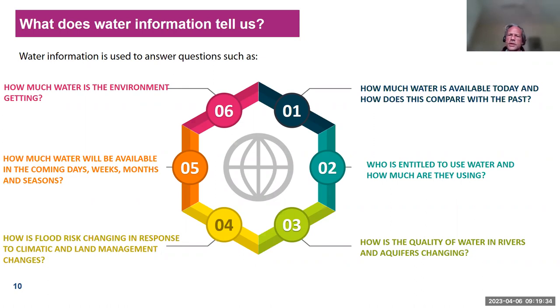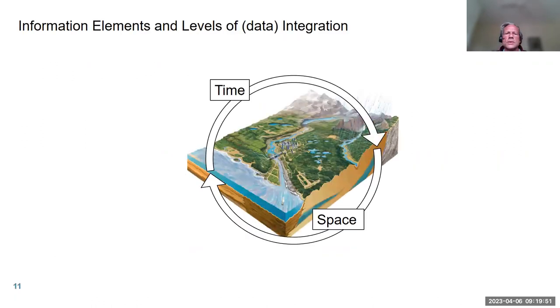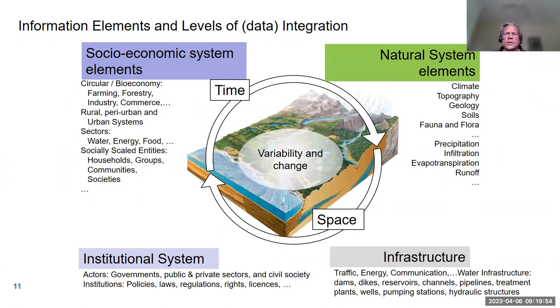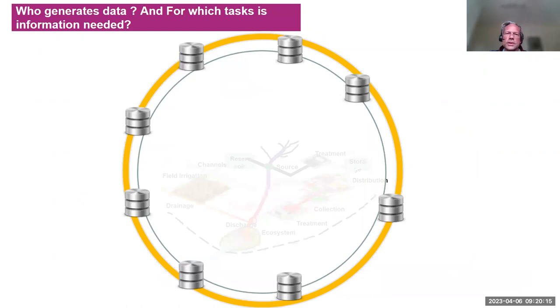So what is the information that we can use for IWRM? How much water is available? Who is entitled to use it? What is the quality of water? What is the flood risk? How much water will be available in the future? So this is the forecasting component. Or also, how much water is the environment getting, or it could be any other specific user. So again, a reminder: we need a lot of information, because in order to understand the system, we need to understand all its components. So imagine now all these bullet points here are related to certain data sets. You would really have a hard time to collect all that data. So fortunately, others are doing that for us.